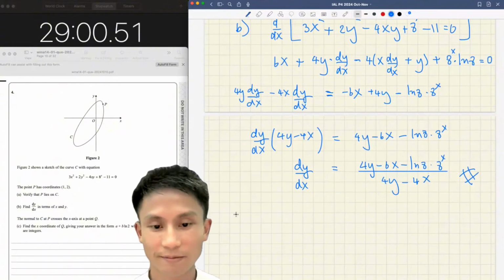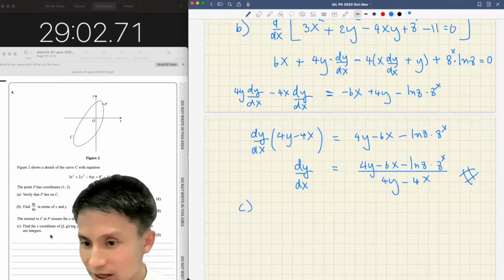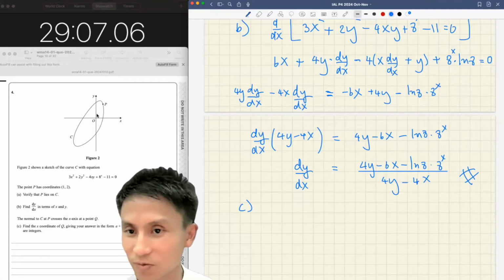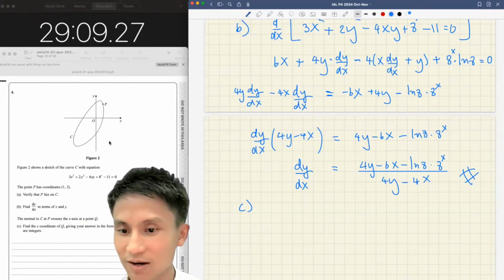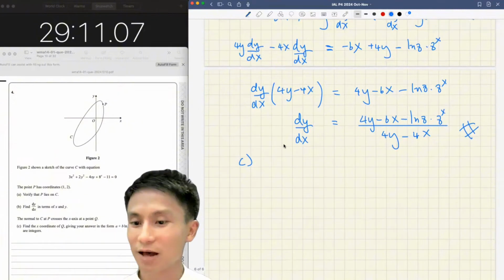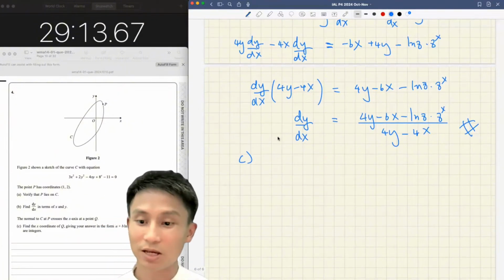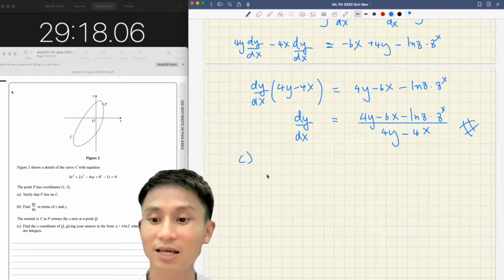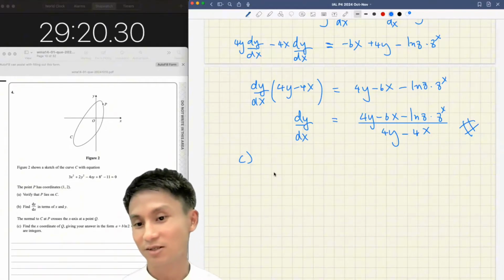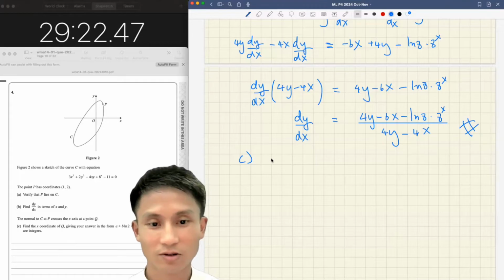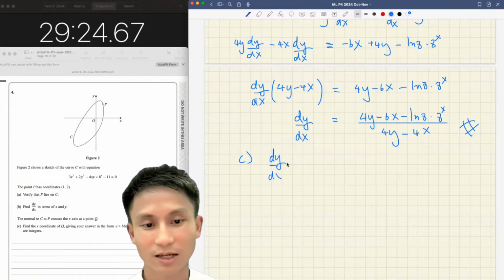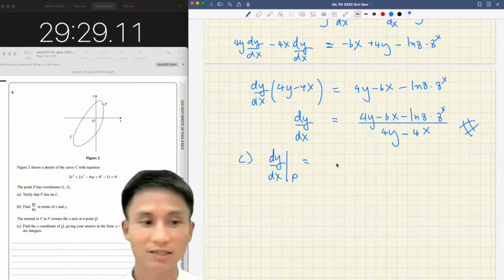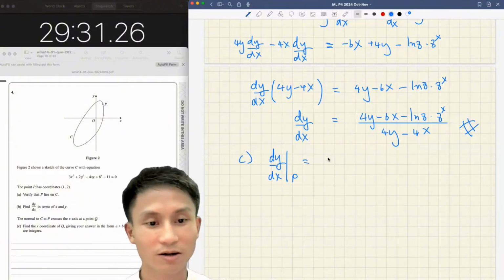Should be part C now. Question C: the normal to C at P crosses the x-axis at point Q. Okay, normal to C at P. We already know where P is, so we need to find the normal at P. First, we need to find the tangent because it's going to be perpendicular to the normal. So dy by dx at P. We need to substitute x and y into our derivative form correspondingly.